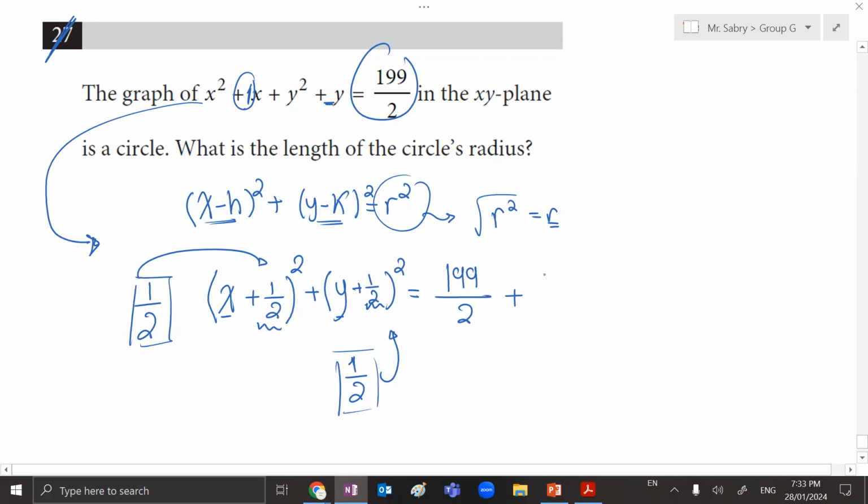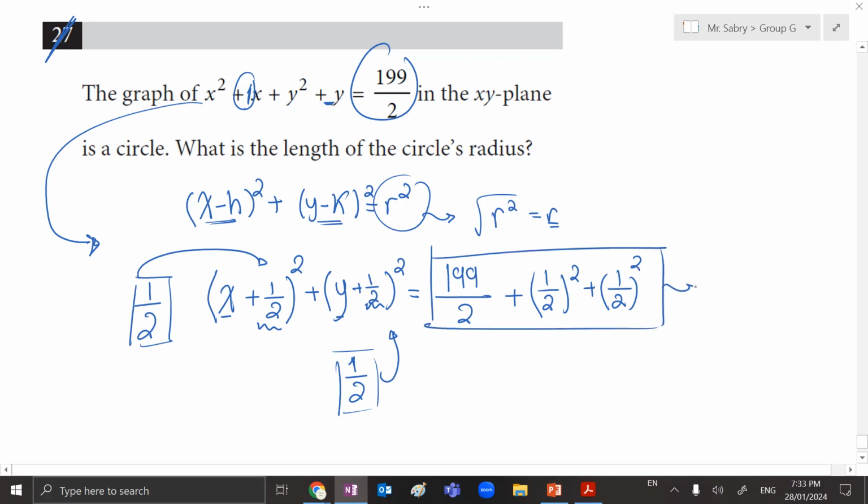Next المفروض اخد النمبرز دي اللي انا جبتهم دول واعملهم power 2 واحطهم هنا بالبلس. So I add here plus 1 over 2 power 2 plus the other one which is 1 over 2 power 2. This new thing all together هو ده بالظبط ال r power 2. So I'll do 199 over 2 plus 1 over 4 plus 1 over 4. That's 100. So r squared is equal to 100, which then means that r is equal to the square root of 100, which is 10. This is the radius.